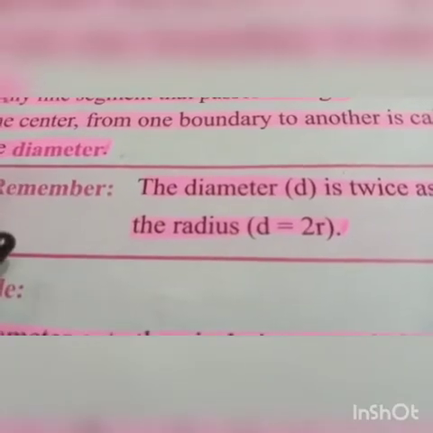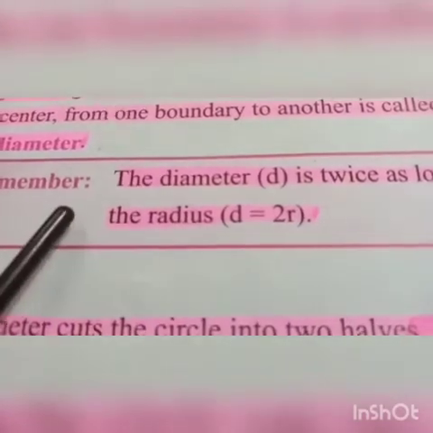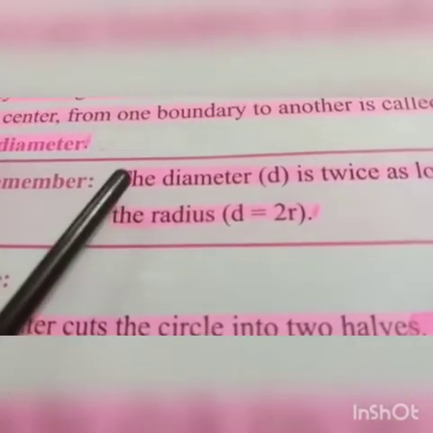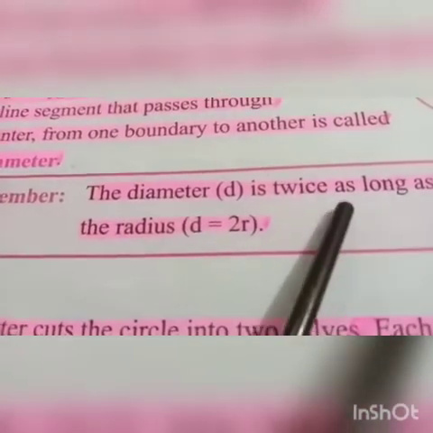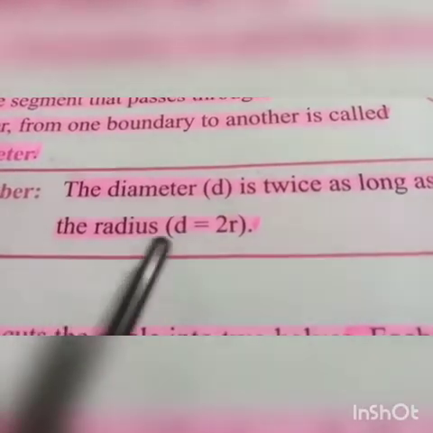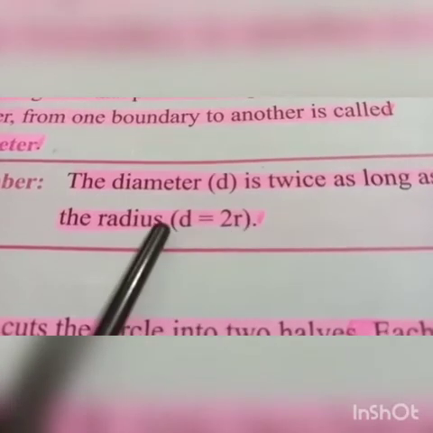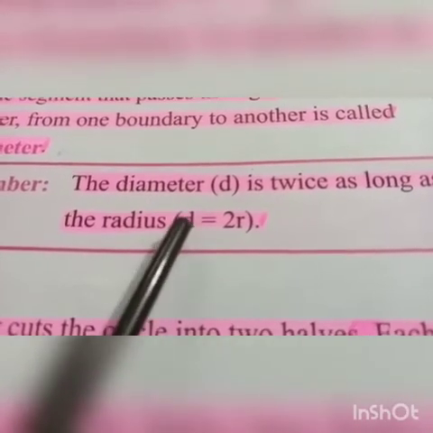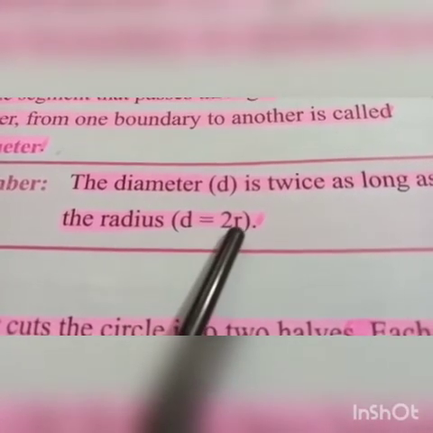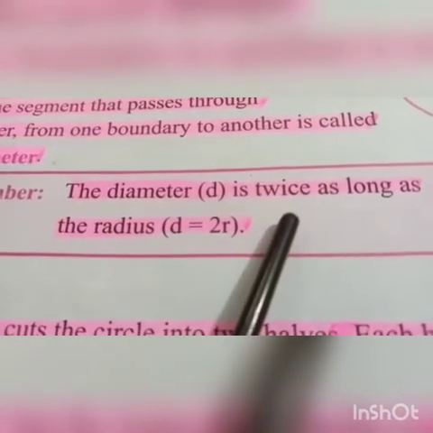Now we will learn some important facts about diameter. The diameter D is twice as long as the radius. Here D equals 2R. R stands for radius and D stands for diameter. Diameter equals 2R, that is twice the radius.